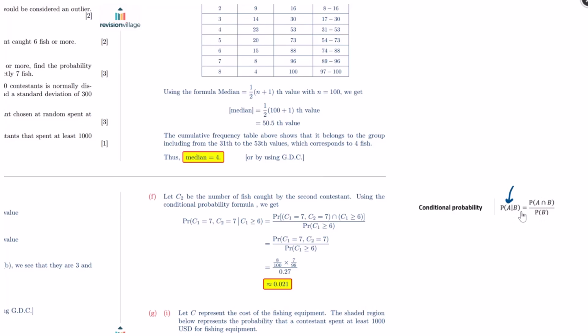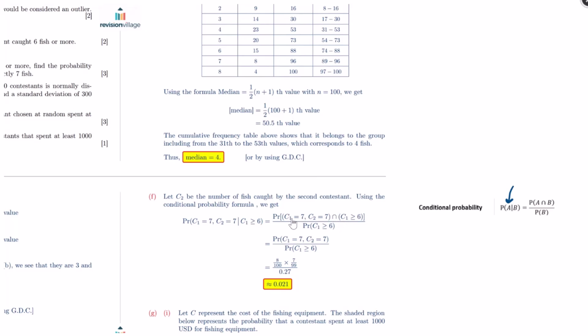So keep in mind that we had the given the first contestant caught 6 fish or more. So the denominator is just simply going to be the probability that we found back in part E, which is 0.27. So that's where the denominator comes from. But let's have a look at the numerator here. The probability that both contestants caught 7 fish exactly. So that's here.